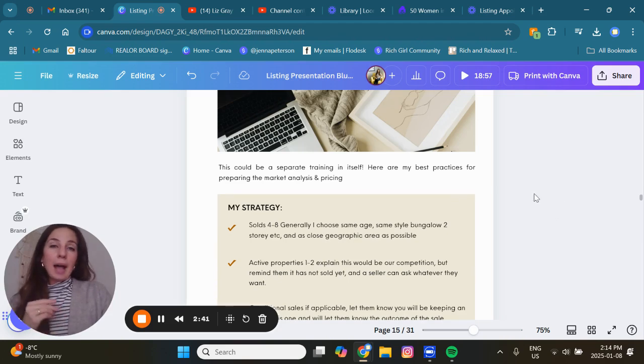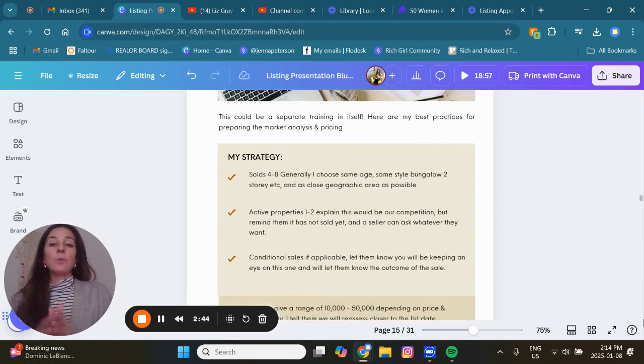Next, you want to pick a couple of active properties. You want to explain that these homes would be our competition, but tell them that they haven't sold yet. A seller can technically ask whatever they want, but why you're including these is you don't need to use these properties for data. You're just showing them, hey, this would be our competition. If we went onto the market tomorrow, buyers would check out these properties as well. So they're not data, you're just showing it to them.